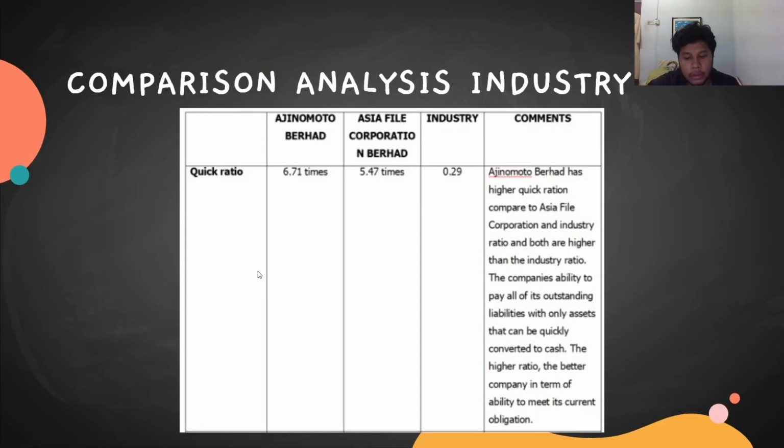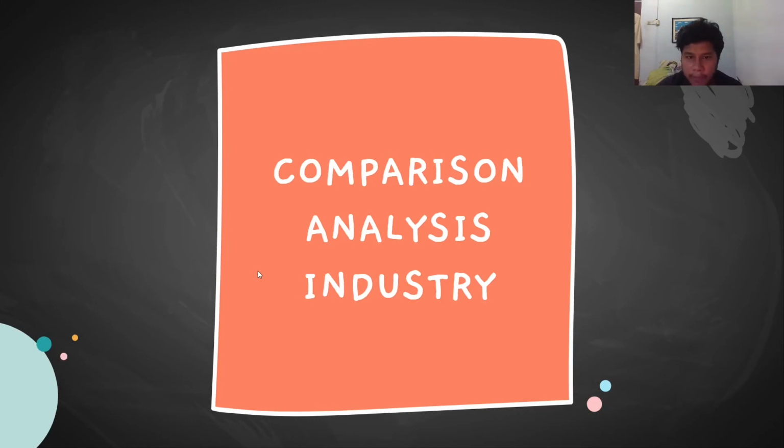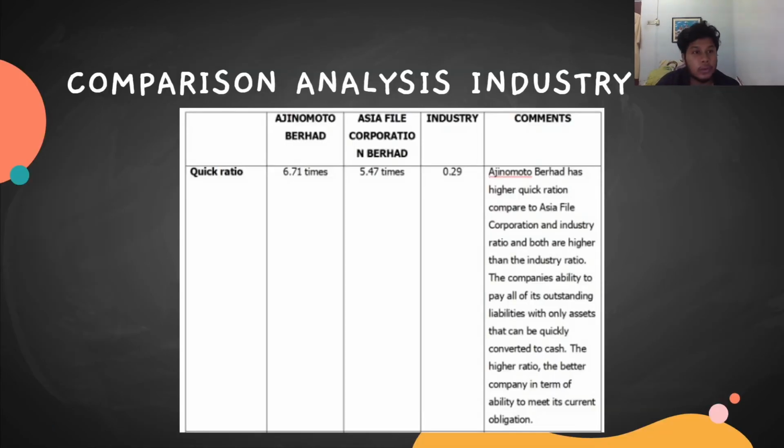Thank you. So today I will be presenting the comparison analysis against the industry for Ajinomoto Berhad and Ashafa Corporation Berhad. The first one is the quick ratio for both companies. Ajinomoto Berhad is 6.71, Ashafa Corporation Berhad is 5.47, and the industry ratio is 0.29.